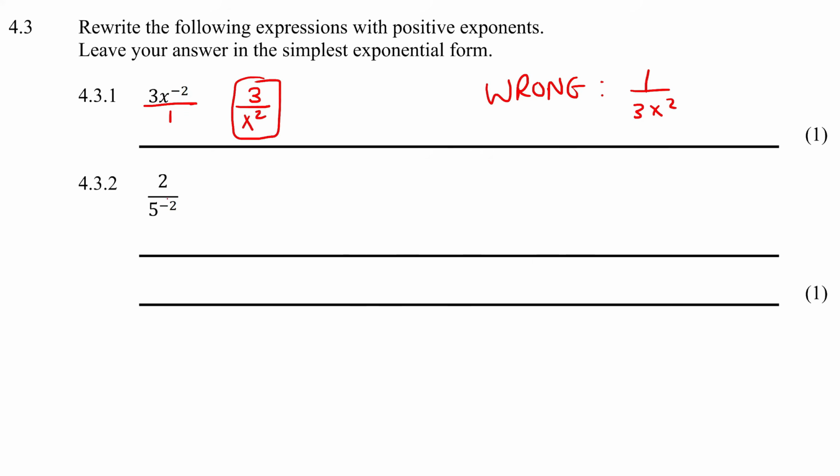Here, if you see this is negative at the bottom, you need to take it to the top. So that's going to be 2 multiplied by 5 to the power of positive 2. So as soon as you move it upwards, then this becomes positive. And if this one's negative over there, as soon as you take it down, it becomes positive. So as soon as you move it from a place where it was negative, it then becomes positive. Okay, and this is going to become 2 times, I think they want us to, it says leave your answer in the simplest exponential form. Yeah, so that would be your answer.